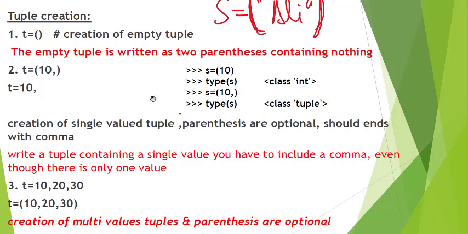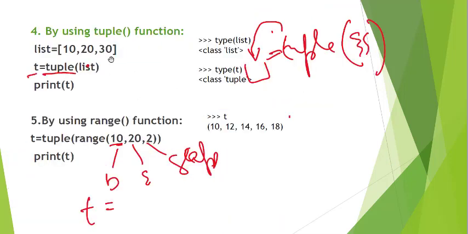So if you have a single-value tuple, parentheses are optional, but there should be a comma at the back. If you have multiple values, then the parentheses are optional and there is no need to put a comma at the back. The comma is only to differentiate between a single-element integer and a tuple.